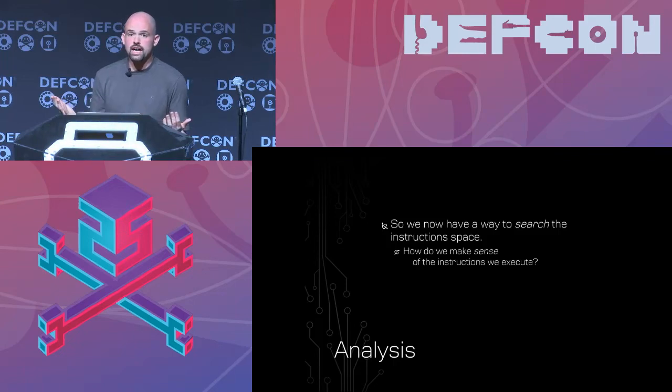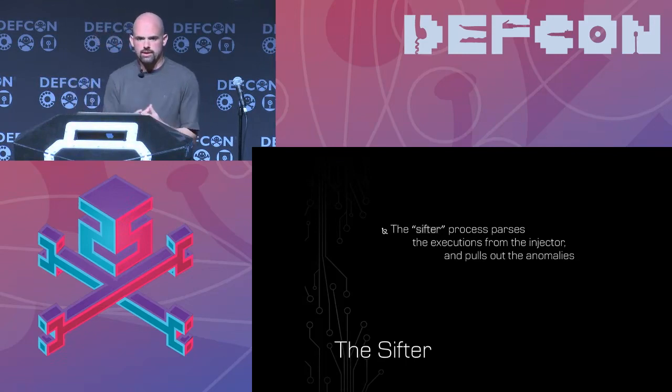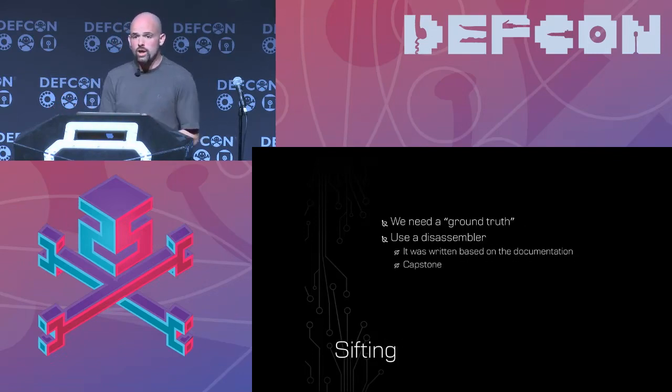Now, the next question is, how do we make sense of these instructions that we're generating? For this, I designed what I call the sifter process. It's a wrapper around the injector. The sifter's job is to look at what the injector is doing and pull out anomalies from the injector. So what do I mean by anomalies? What's an anomaly in x86?